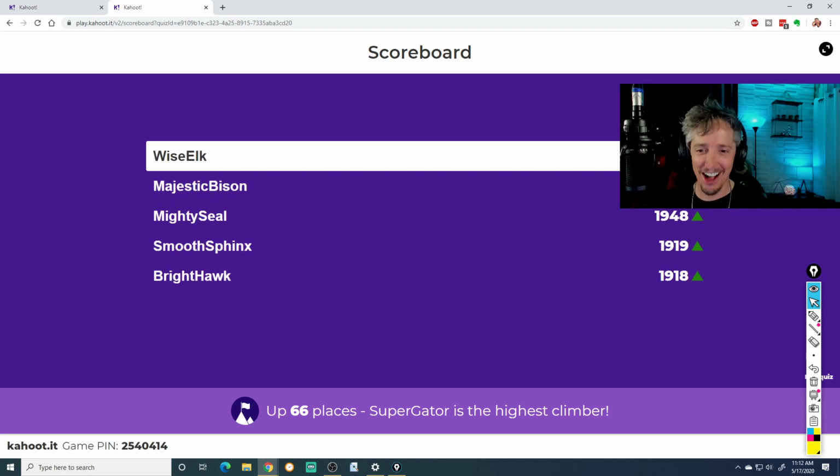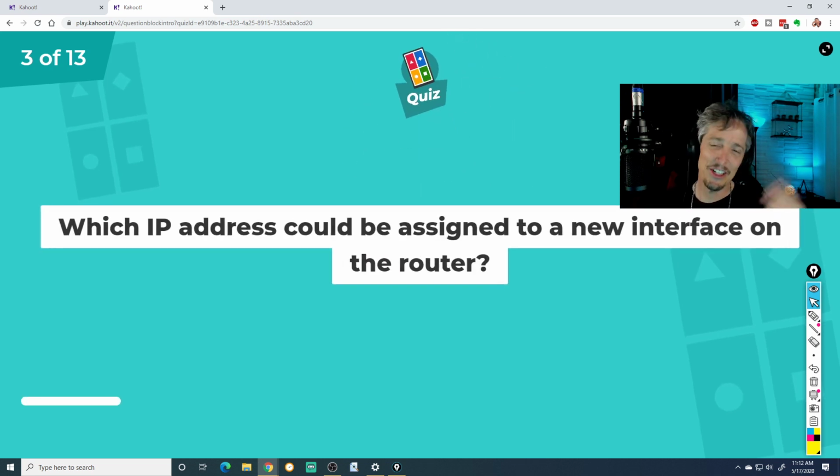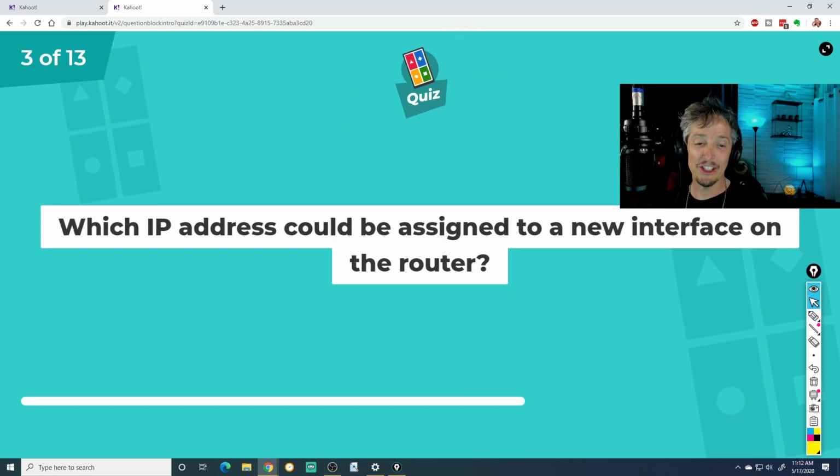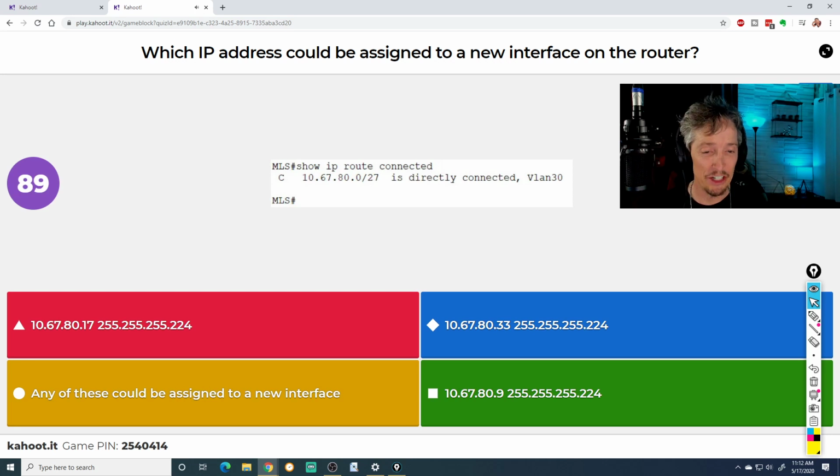If that's you, awesome. In fact, question 3 of 13: which IP address could be assigned to a new interface on this router, not just any router, on this router? If I'm giving you 90 seconds, that's when you'd want to say, oh, 90 seconds. I got to think about this.